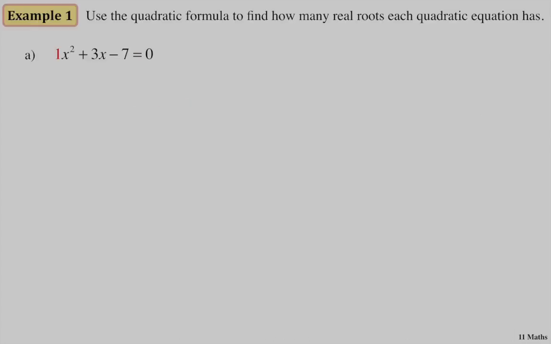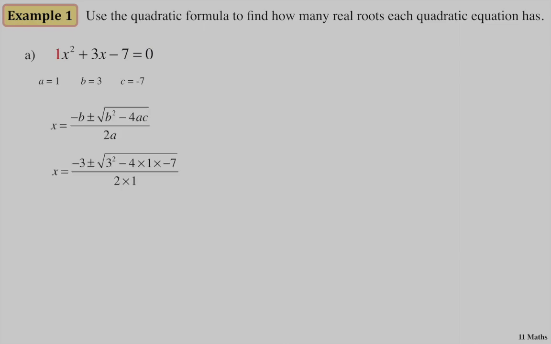Now that's a lot of theory. Let's actually try doing it. First question, use the quadratic formula to find how many real roots each quadratic equation has. Well, here's our quadratic equation. I've put a 1 in front of the x squared so we can see that a is 1, b is 3, c is minus 7. We're going to use the quadratic formula, and wherever we see a, b, and c, we put those values in.